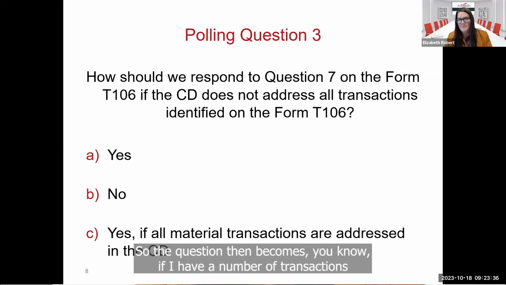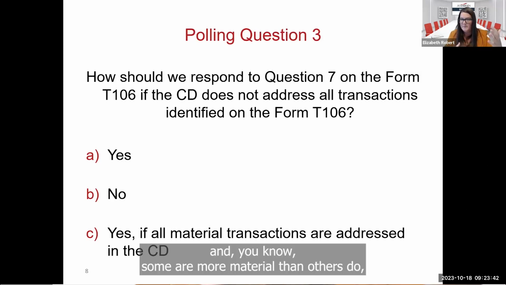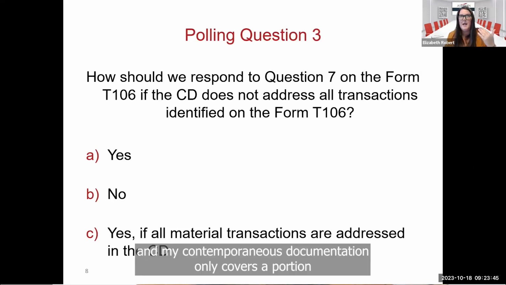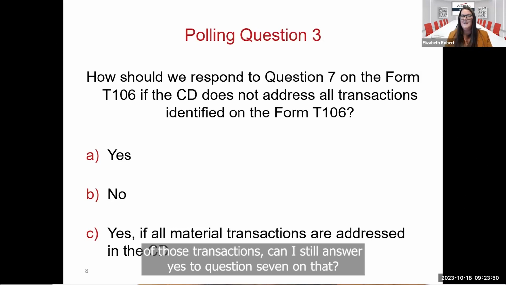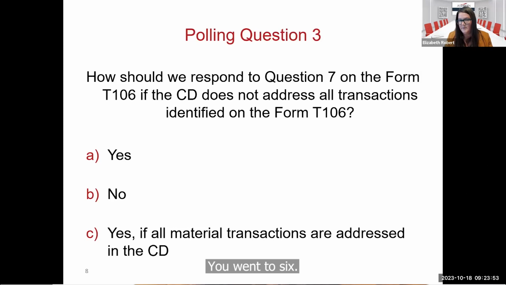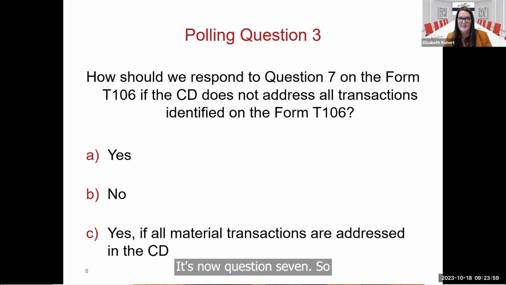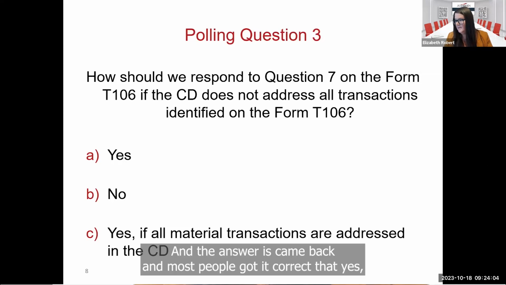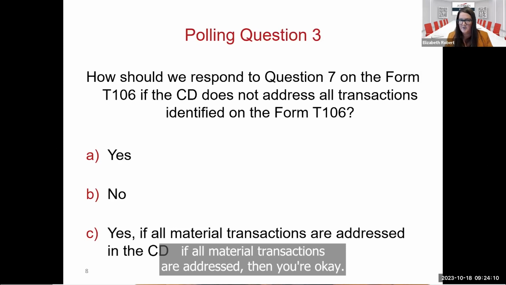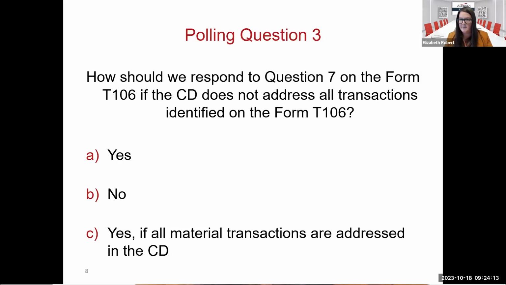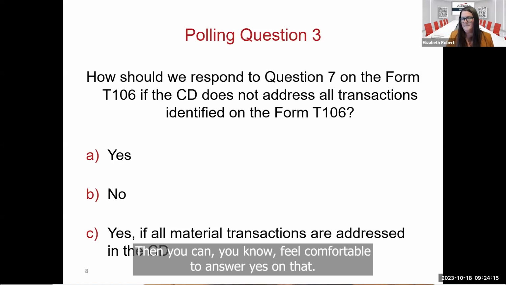So the question then becomes, if I have a number of transactions and some are more material than others, and my contemporaneous documentation only covers a portion of those transactions, can I still answer yes to question 7 on the T106? It used to be question 6, but they've now revised the T106. It's now question 7. So can you respond yes? And the answers came back, and most people got it correct, that yes, if all material transactions are addressed, then you're okay. Then you can feel comfortable to answer yes on that.